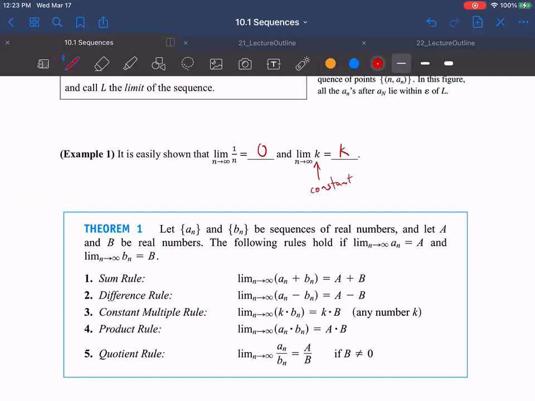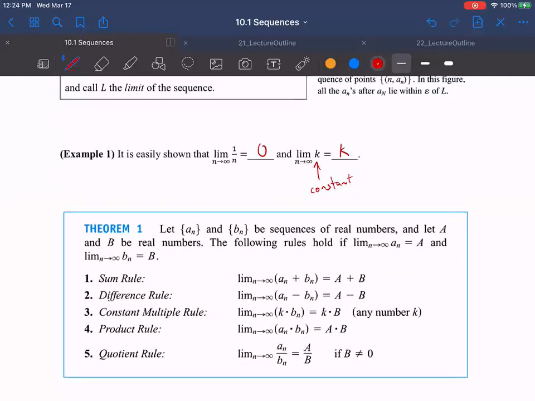where we have a sequence A sub n and a sequence B sub n. They're both sequences of real numbers, and let A and B be real numbers. The following rules hold if the limit of A sub n is A and the limit of B sub n is B.